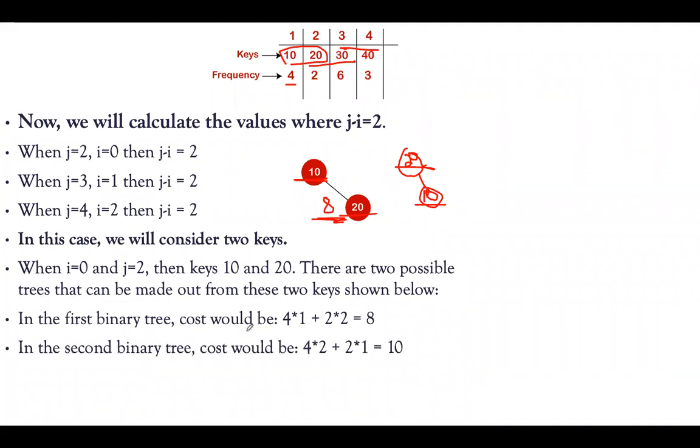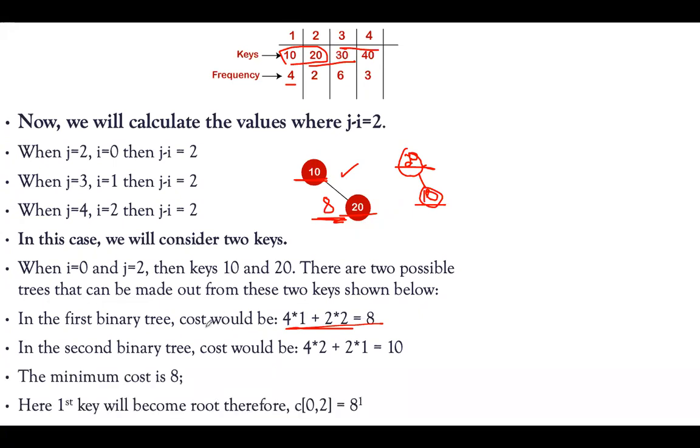Okay, in the first binary tree, you'll get 4 into 2 plus 2 to 8. In the second binary tree, you'll get 10. Obviously, this is the best choice when you are drawing the tree using these two key values along with their frequency. So 10 will be a better root, and 20 will be its child. This will yield cost 8. So this is the better tree organization.